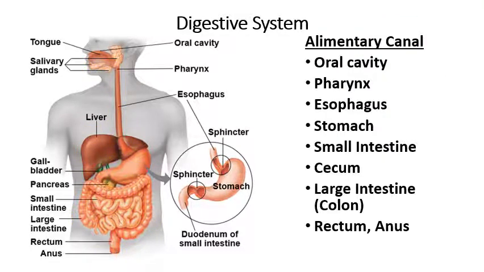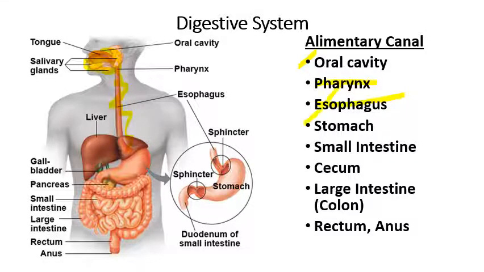Okay, so let's look at the different parts of the alimentary canal one more time. So the oral cavity, that's the mouth, of course. The pharynx is the whole area associated with the mouth. The esophagus is the tube that leads from the pharynx down to the stomach.